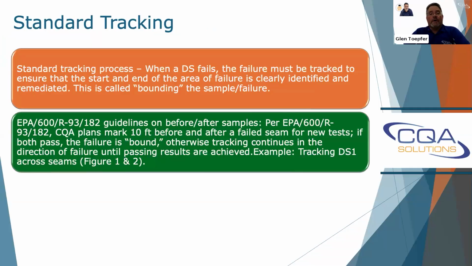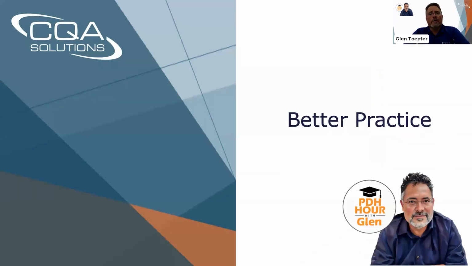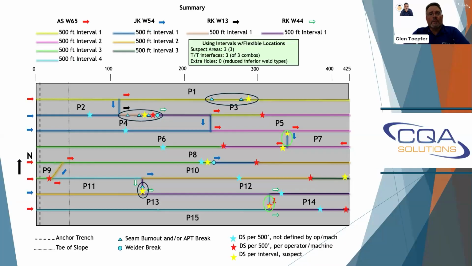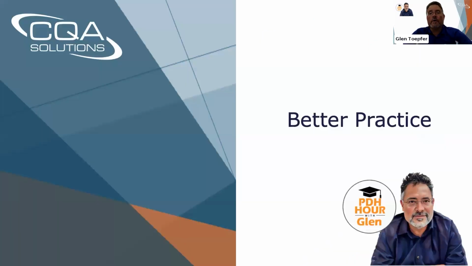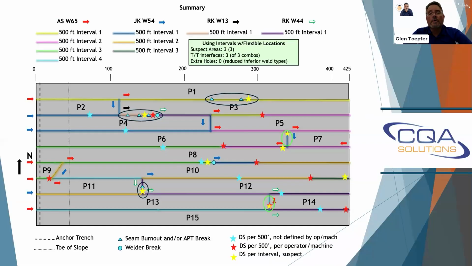So standard tracking, basically, most of you probably know this, you go 10 feet in each direction, which is pretty much your standard tracking process when you have a failing sample. But I think there's a better practice. I'm trying to make sure I'm not getting ahead of myself here. My keyboard's stuck, I apologize for that. But a better practice for overall sampling, really. This one isn't necessarily even dealing right now with the tracking samples.